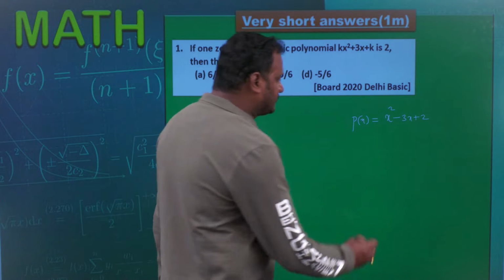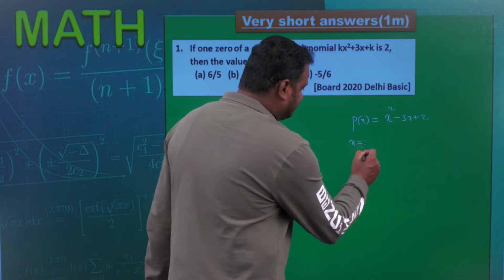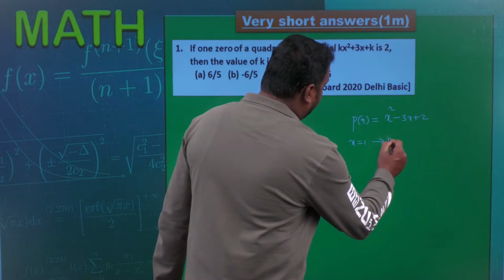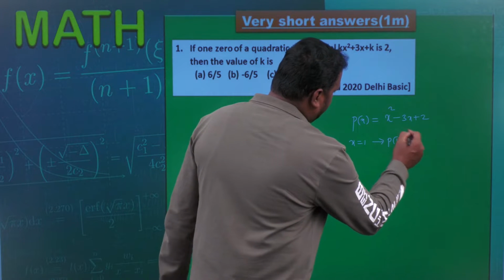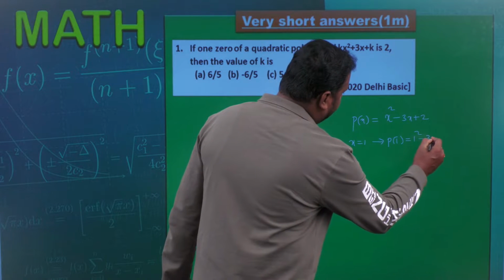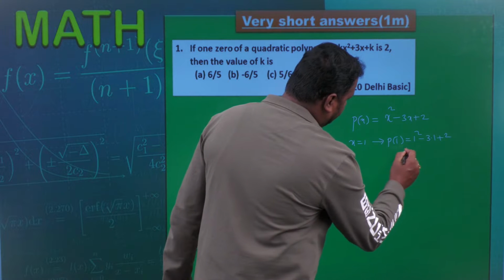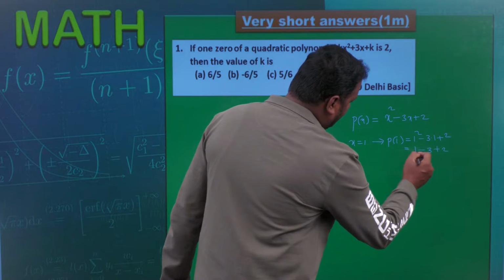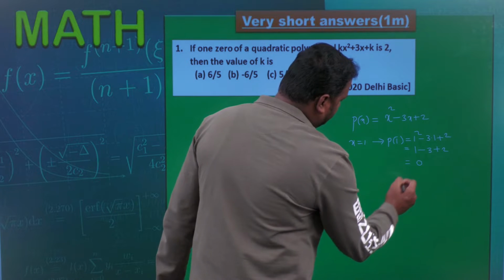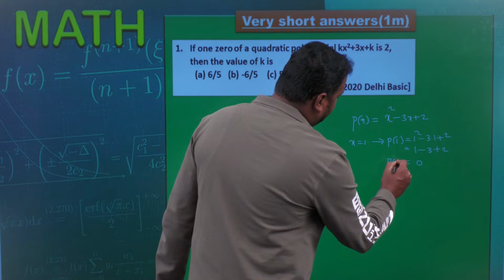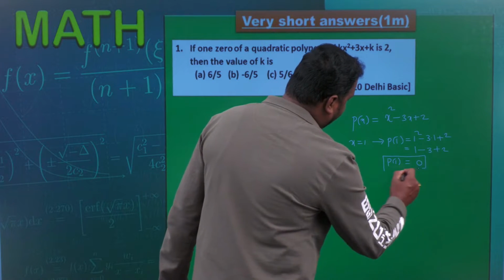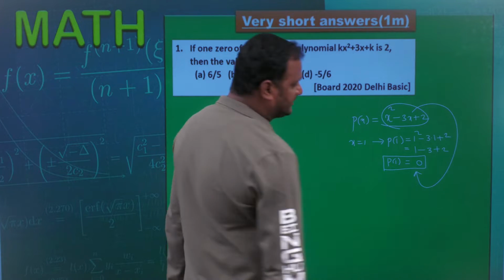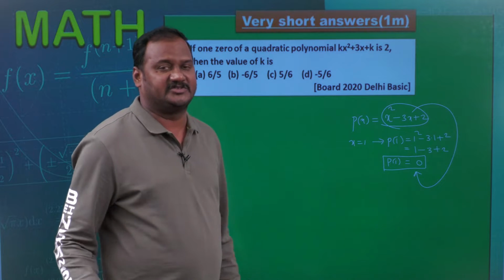Suppose I substitute x equal to 1, then p of 1 is going to be 1 square minus 3 into 1 plus 2. So 1 square equal to 1, 3 ones are 3, plus 2. 1 plus 2 equal to 3, minus 3 is equal to 0. It means when I substitute 1 in the place of x, then the polynomial is completely vanished, meaning the polynomial value becomes 0.